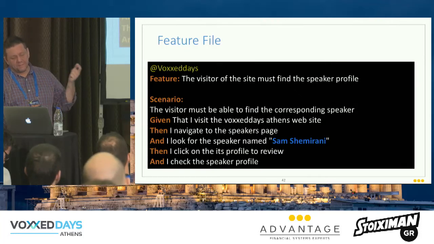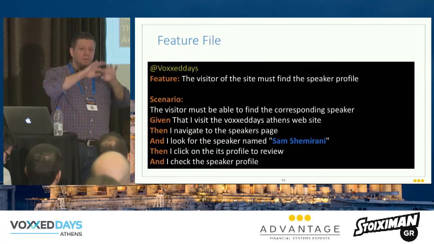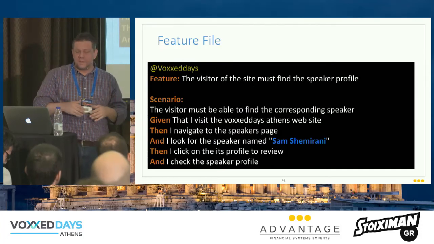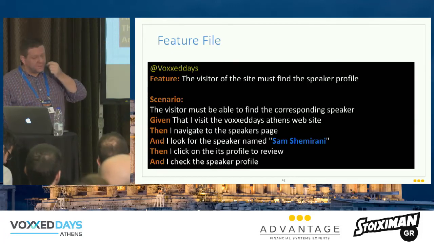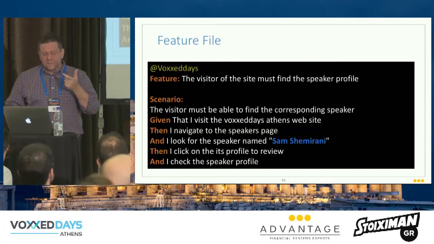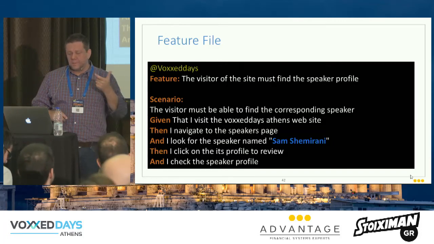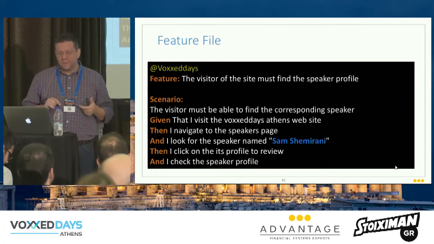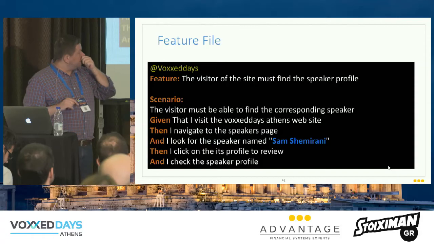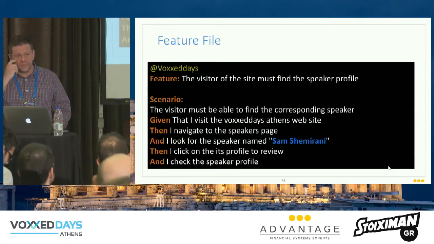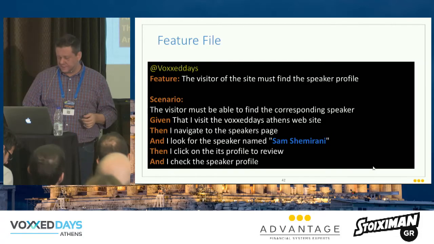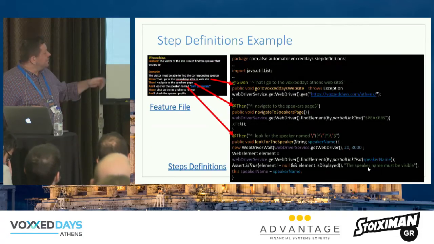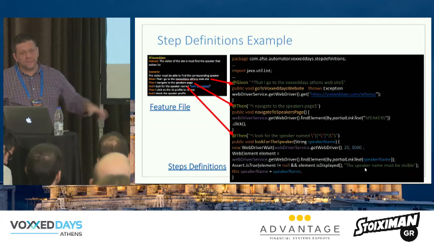So given that I visit the Voxxed Athens website, meaning that I enter the URL and the site comes back and renders, then I navigate to the speaker's page. I look for the speaker named Sam. So basically, this should be a link in the web page. Then I click on its profile and review it, read it. So as simple as that, you write in plain English some use case, some feature, some test scenario. So the next step is to create some steps definition source code here.